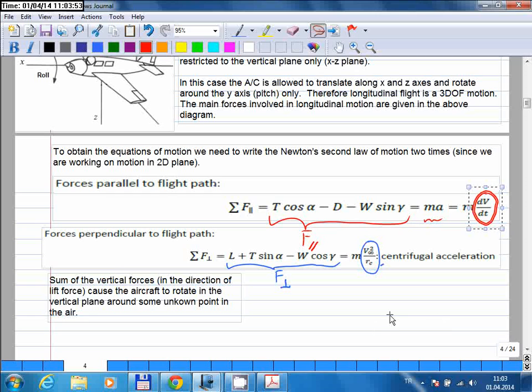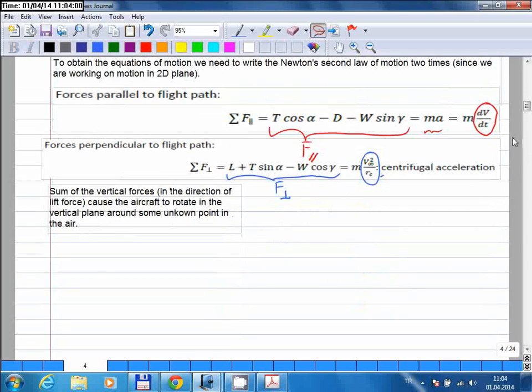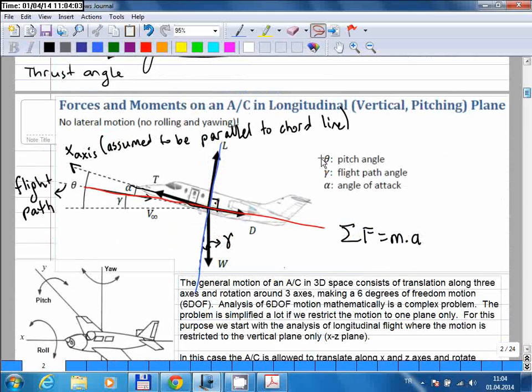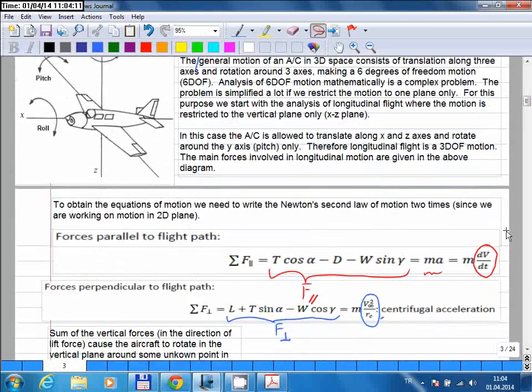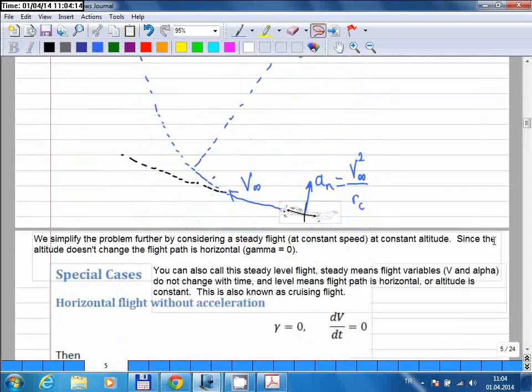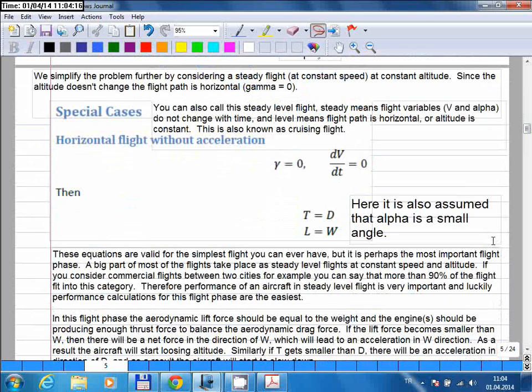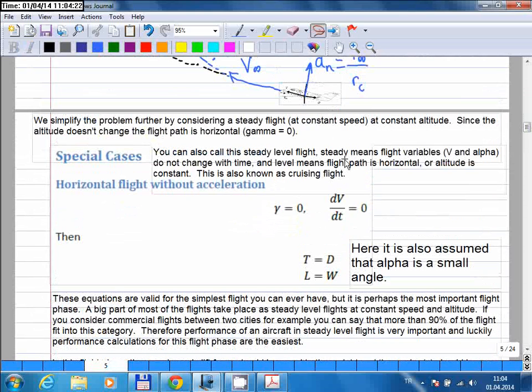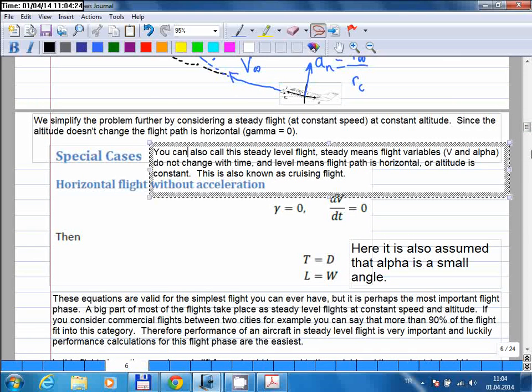Okay, so there's no change in the velocity, so the right-hand side of this equation is zero. There's no change in altitude. That means the flight path should remain horizontal and there should be no vertical acceleration. This term is zero. And since the altitude doesn't change, the flight path should be parallel, and that means the gamma angle should be zero. Okay? So this is the special case of the longitudinal flight. Maybe I should add this as a list. So this special case is called the steady level flight condition.